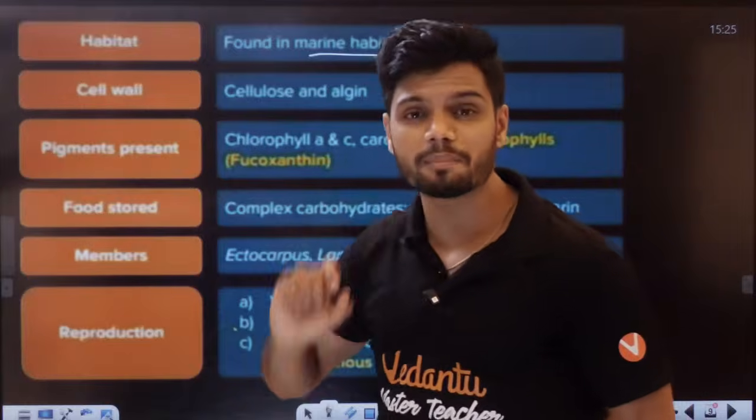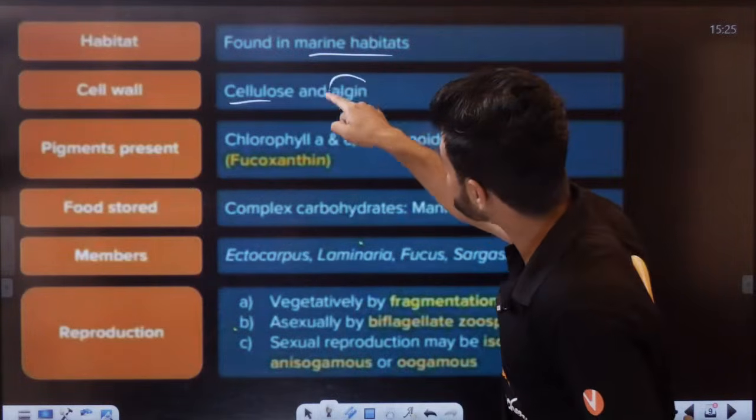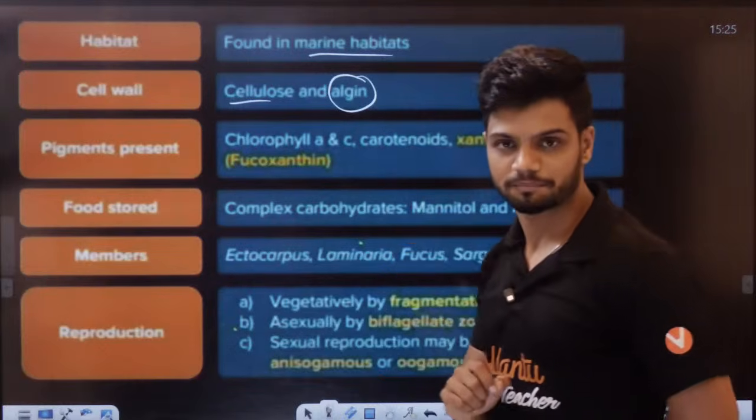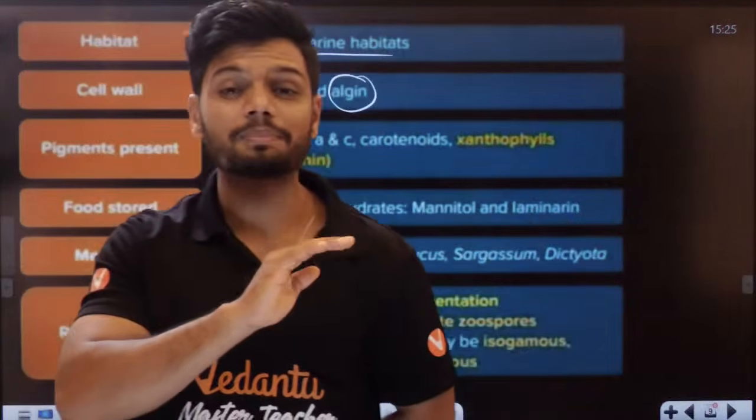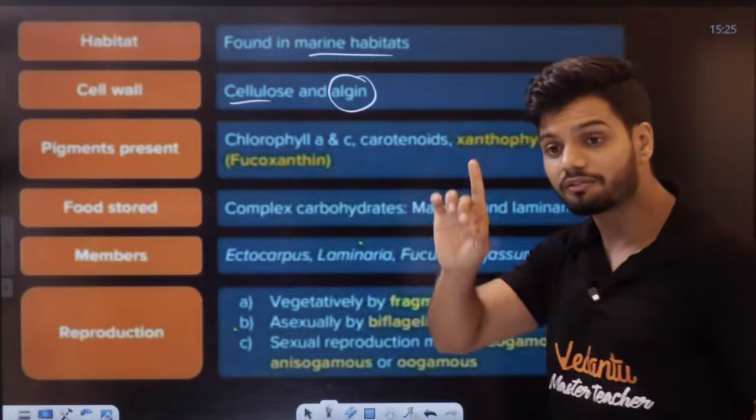What is the cell wall made up of? The cell wall is made up of cellulose and algin. Very important. This algin was completely absent in the case of chlorophyceae, but now we have algin also here. Algin is very important. Now pigment, here one extra pigment they have.